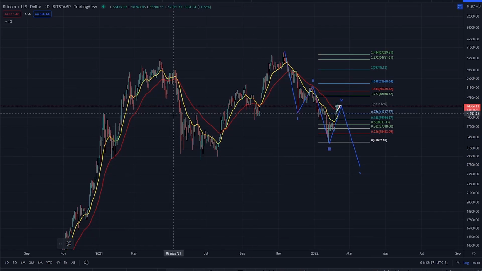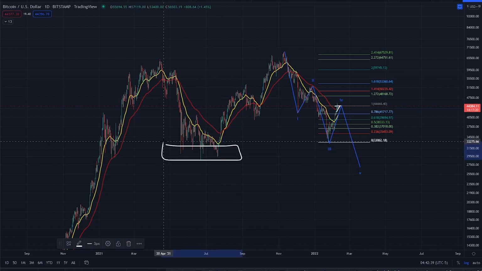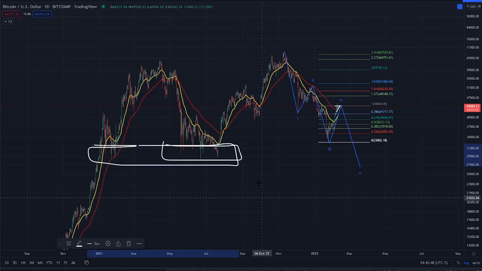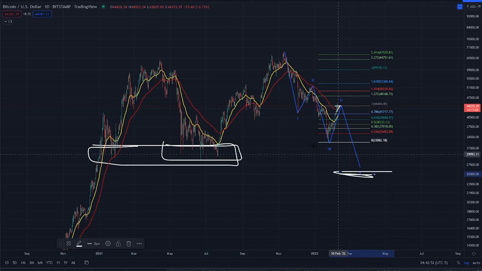But one thing for me right now is look at the level of support just here. It's an enormous level of support for Bitcoin. I don't necessarily think it's going to be really easy to lose that as support. This is why I'm not completely biased towards the fact that we're going to come down to these lows. And obviously it's a 1618 target, which I've shown you multiple times on the way down.